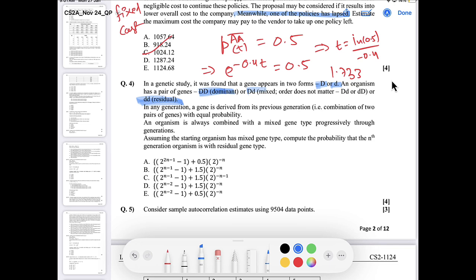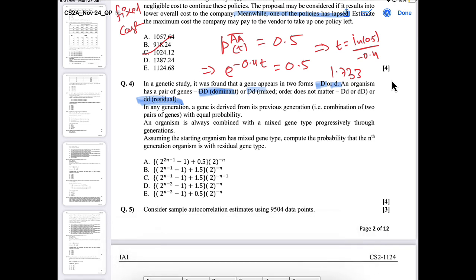So this is what you have got, right? A gene can either be dominant or recessive, which they are calling residual, or it can be mixed. These are pairs of genes that one individual has. Now, in any generation, a gene is derived from its previous generation, that is a combination of two pairs of genes with equal probability, right?